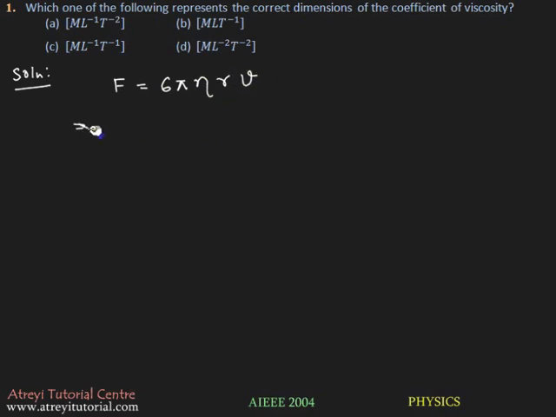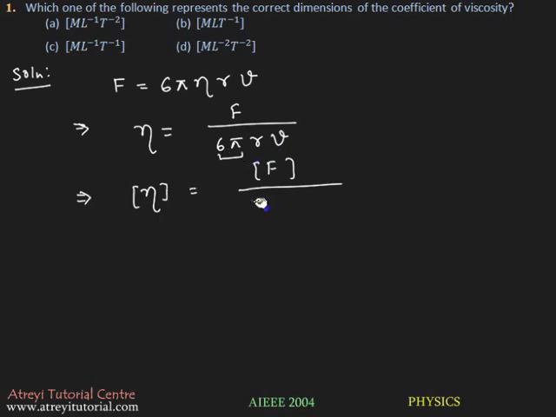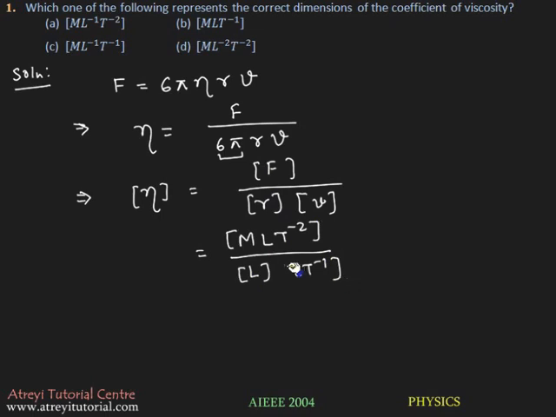From here, the coefficient of viscosity you can write as eta equal to F divided by 6 pi R V. So the dimension of eta, that is the coefficient of viscosity, is equal to the dimension of force divided by the dimension of 6 pi, which is a constant, so it would be 1, and the dimension of R and the dimension of V. The dimension of force, from F equal to ma, will be M L T^-2, divided by R, which is L, and V is L T^-1.